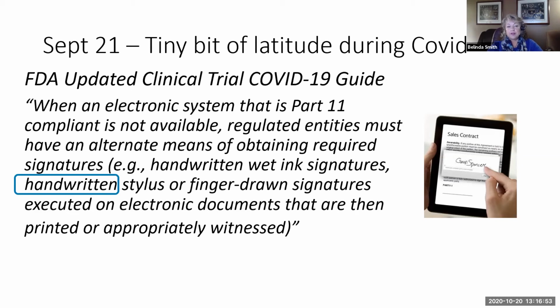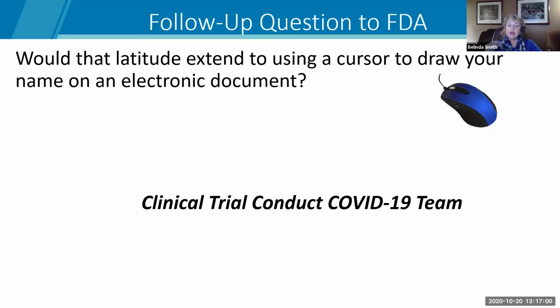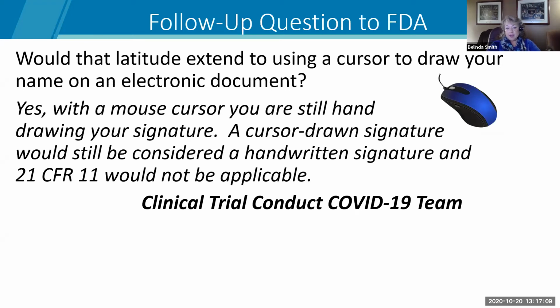So after reading this, I followed up with FDA and asked an additional question. I asked, okay, would that latitude extend to using a mouse and a cursor to draw your name on the electronic document? And they did reply this time with a yes. The mouse cursor is still in your hand, you're still drawing your signature, and that would be considered a handwritten signature. And to the signature portion only, 21 CFR Part 11 would not be applicable. So this was significant, I think.